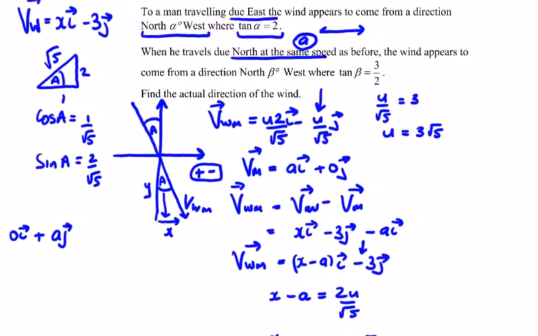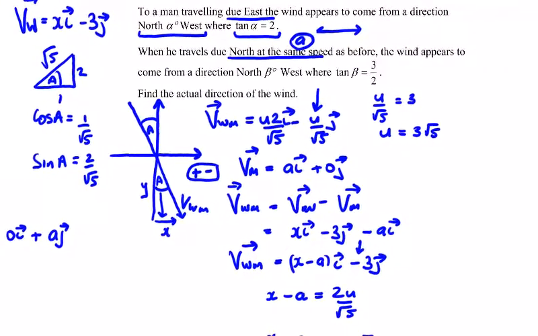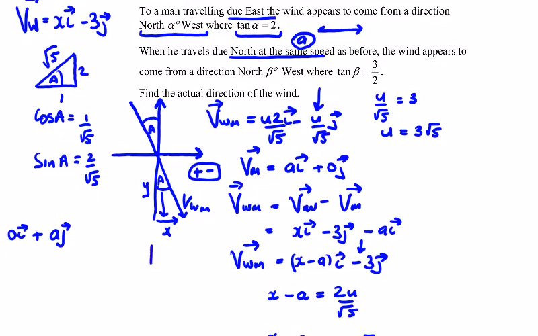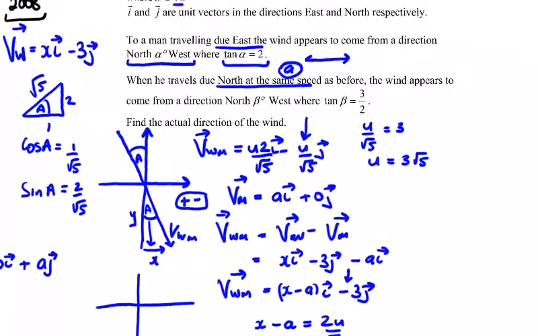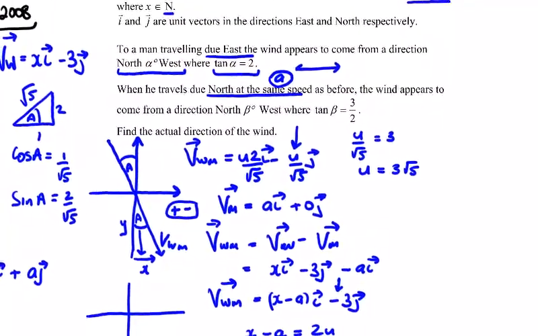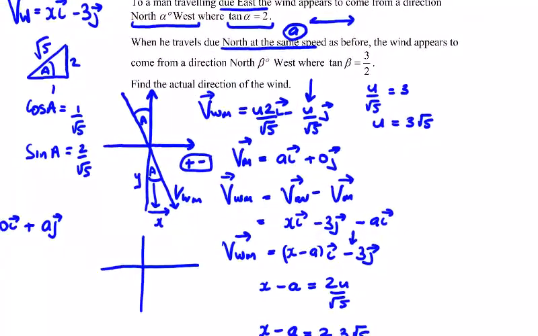The wind appears to come from a direction north b degrees west. Let me do another diagram. So if I go north, but that's the same as before, isn't it? North a degrees west. Now we're north b degrees west, so it's coming from here, b degrees west. Let's continue then in this direction here. Give me a b in here.